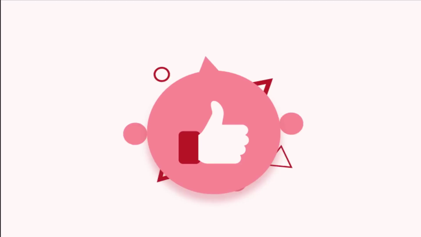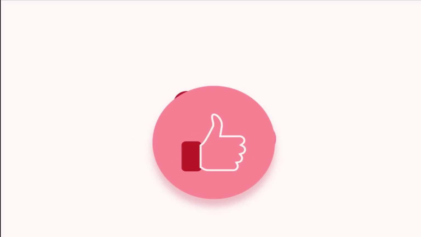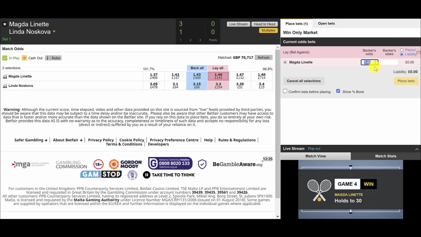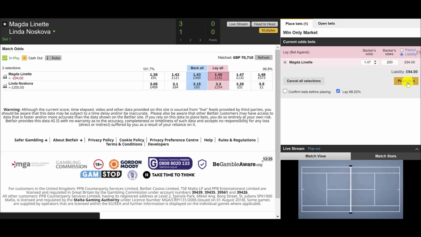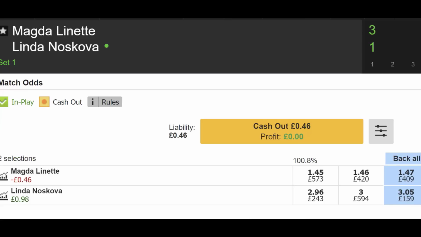We've got some real life trading demonstrations of the lay the leader strategy, but in the first set. So we've got Magda Linette just taken a 3-1 lead in this first set, and her price has moved in. It's shortened to around 1.44. Let's try and get this matched. Let's just try and get in the market with this, and then we'll quickly bring up her chart and see where she started.